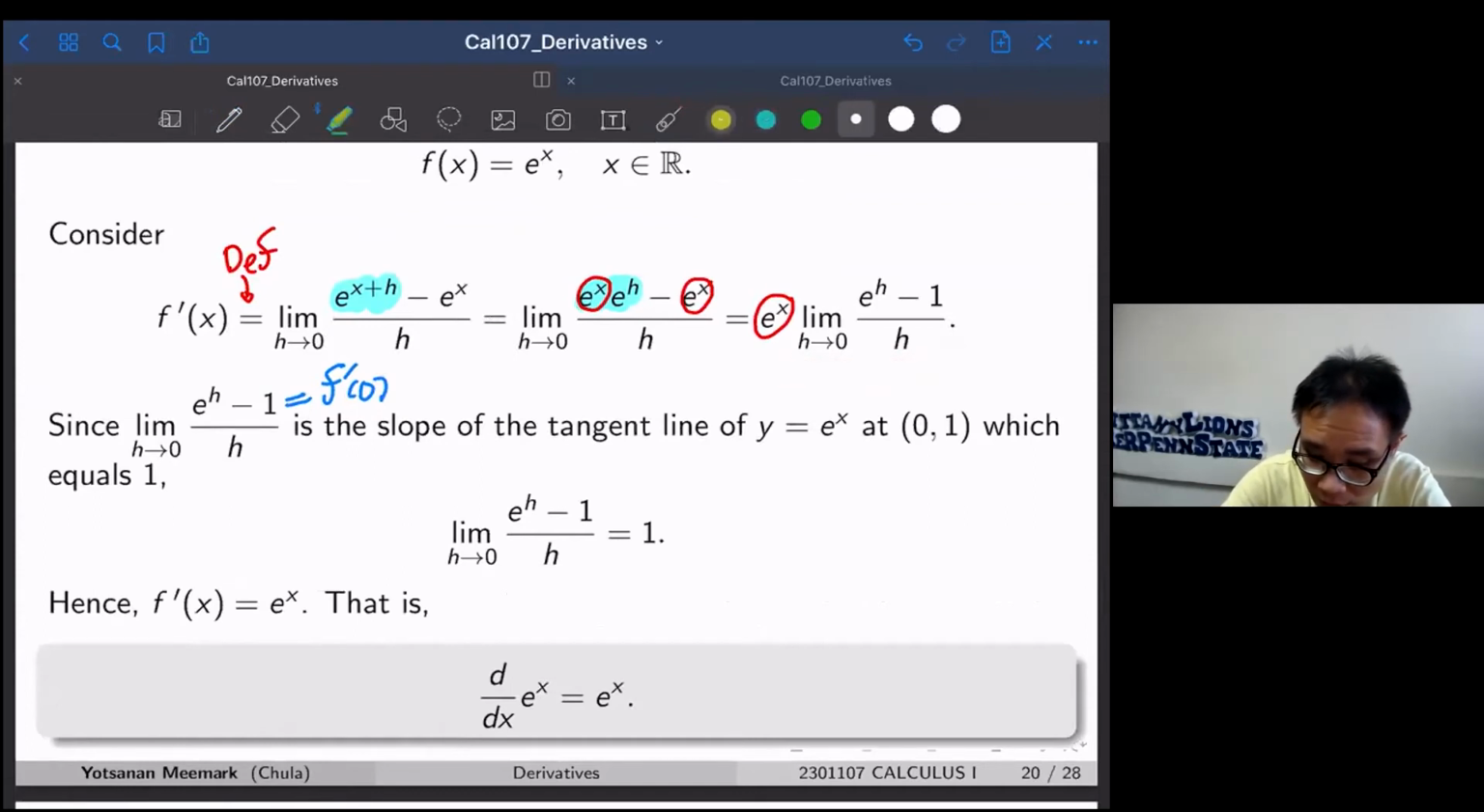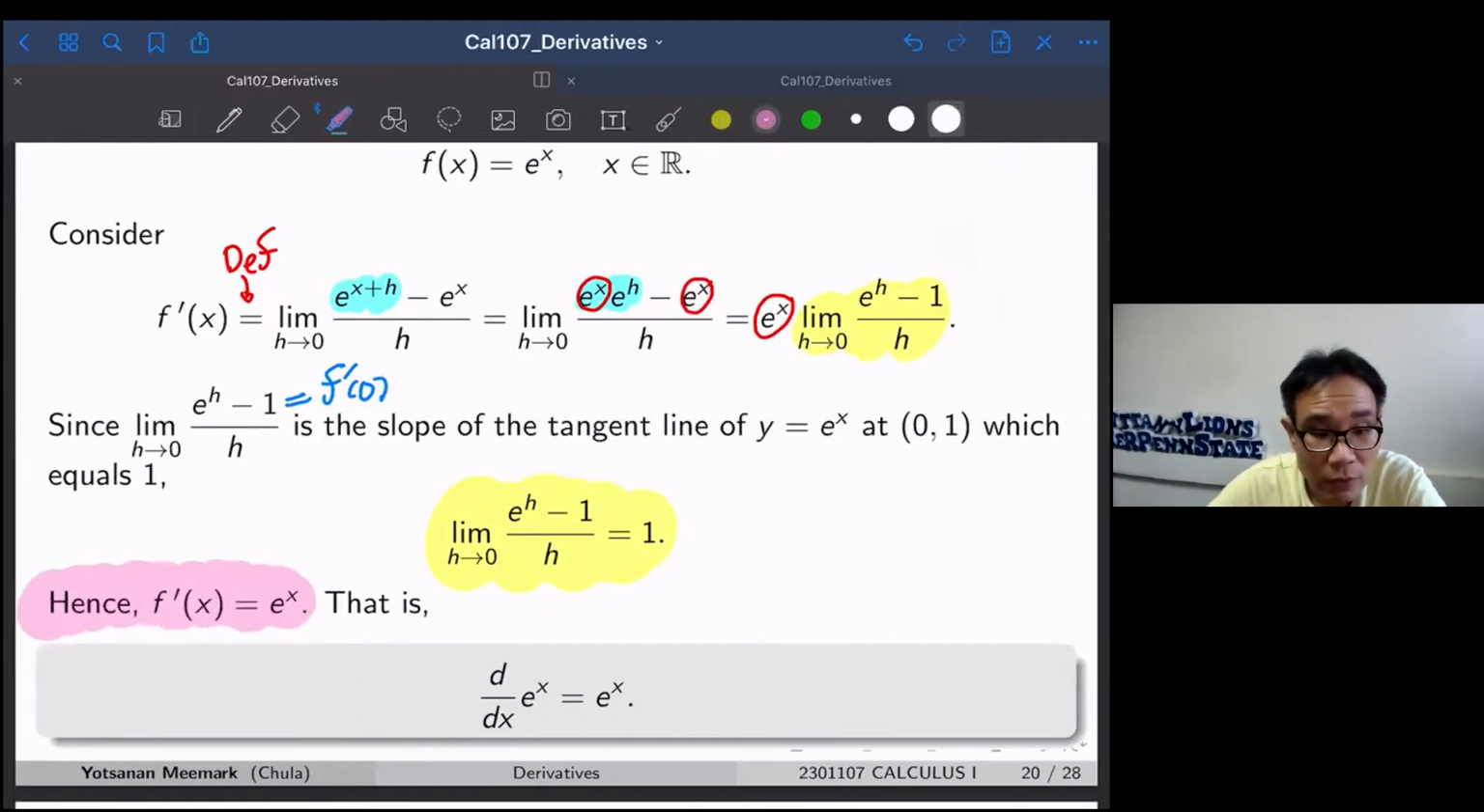Let me highlight it yellow. So we know that the yellow guy turned out to be equal to 1. That gives us our final answer. So it's going to be the derivative of e to the x. This is the final conclusion.